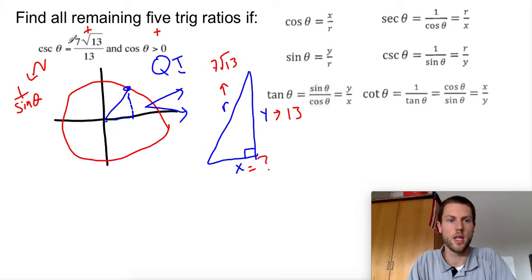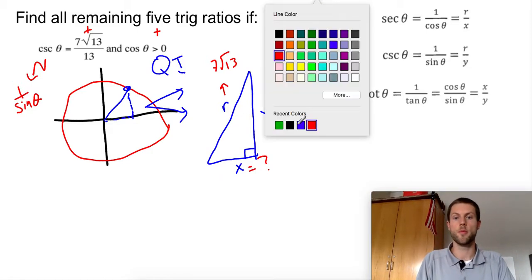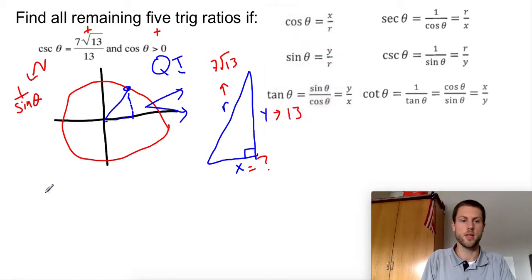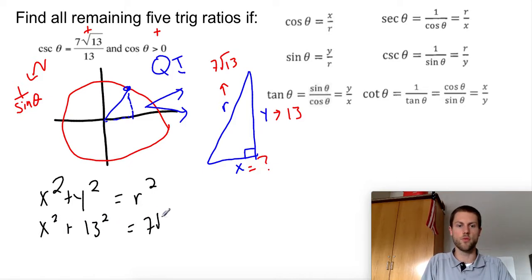Again, this cosecant of theta is r over y, so the r has to be 7 root 13, and the y has to be 13. At this point I want to find x, and the way that I do that is I've got to remember my Pythagorean theorem, which states that x squared plus y squared of this triangle, these two legs, is going to equal the radius squared, or the hypotenuse squared. So I'm looking for x. I don't know what x is, so x squared plus 13 squared is going to equal 7 root 13 squared.